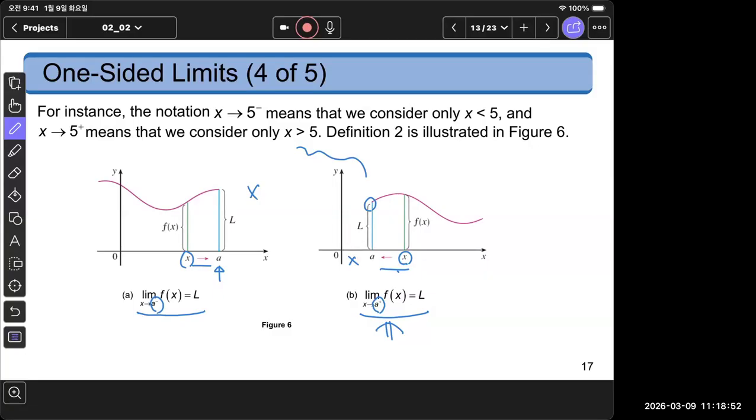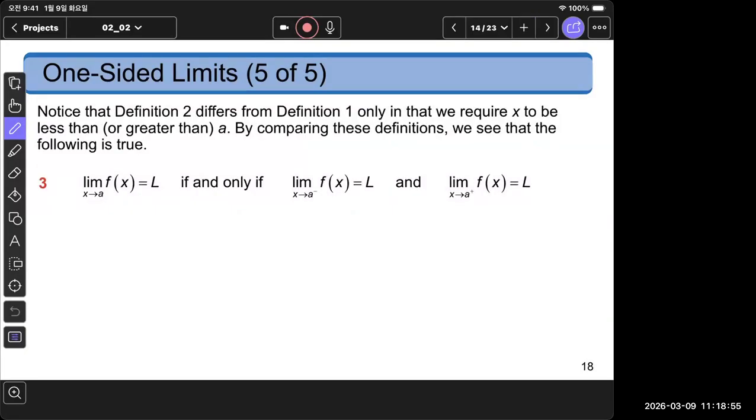So those two are the left-hand limit and the right-hand limit. And as I said, the limit of f of x is L if and only if the left-hand limit and right-hand limit are both L. So the limit of f of x being L implies that the one-sided limits are both L. And if the one-sided limits are both L, then the limit of f of x will be L.